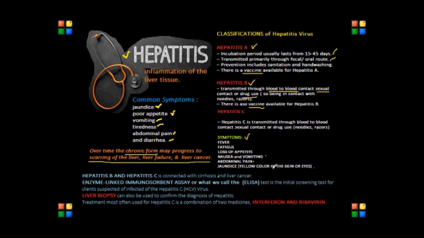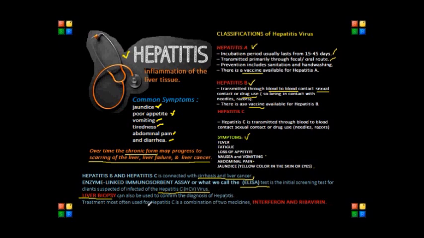Now, here are a few of the things that you want to keep in mind for your NCLEX exam. With hepatitis B and hepatitis C, it is connected with cirrhosis and liver cancer, okay? Also, the enzyme-linked immunosorbent assay, or ELISA test, is the initial screening test for clients suspected of being infected with hepatitis C, the HCV virus. Now, liver biopsy can also be used to confirm the diagnosis of hepatitis, okay?